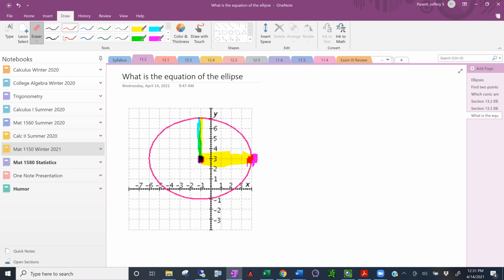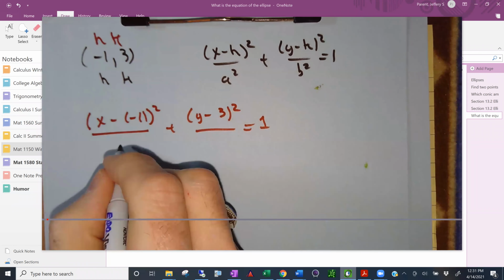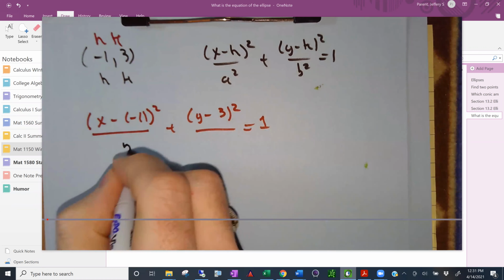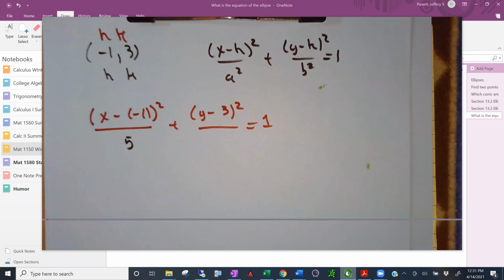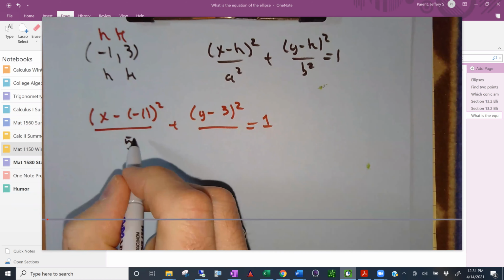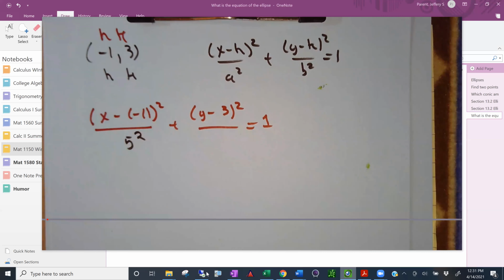Can anyone count that out? Yeah, I get 5, right? So if you start here in the center, 1 puts you on the x-axis, and then another 4 more takes you over to the edge of the ellipse. So it'd be a 5 here, but it's not just a 5. What else do I need to put here? Squared. Excellent.